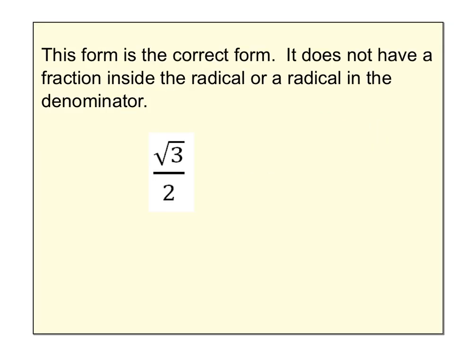In this example, this form is the correct form. It does not have a fraction inside of the radical, nor does it have a radical in the denominator. There's no radical down here on the bottom. So this would be considered correct form. It would be considered simplified.